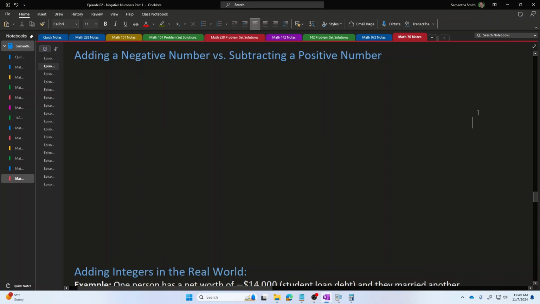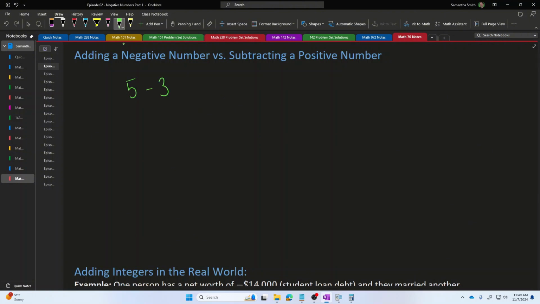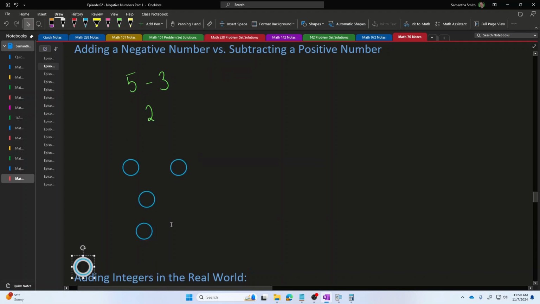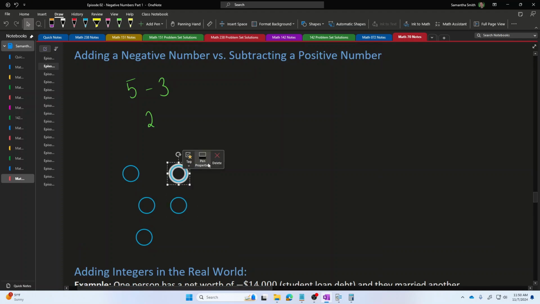Now, something I want to point out that some of you may have noticed already is that adding a negative number has a really similar effect to subtracting a positive number. For example, if I have 5 units, and I remove 3 from that pile, the result of that removal would be 2 units, right? If I have 5 objects in a pile, and then I just delete 3 of those, I'm left with 2 objects. So 5 subtract 3 results in 2.